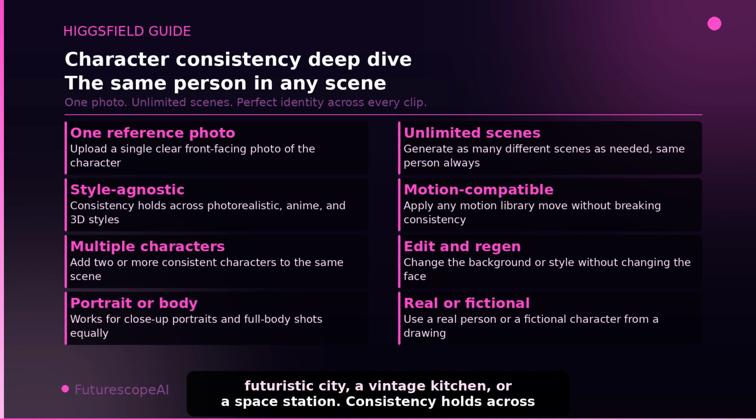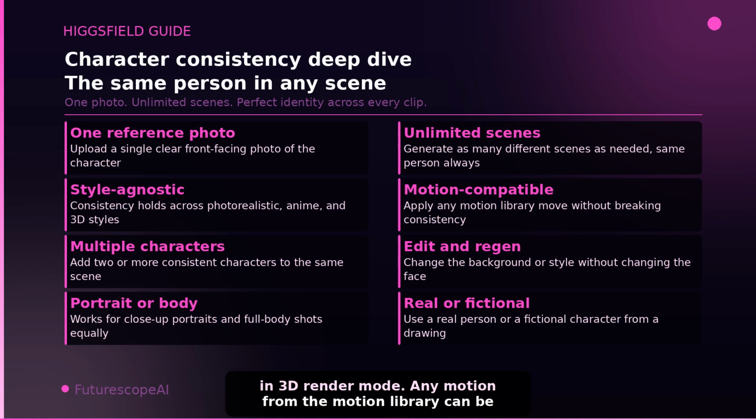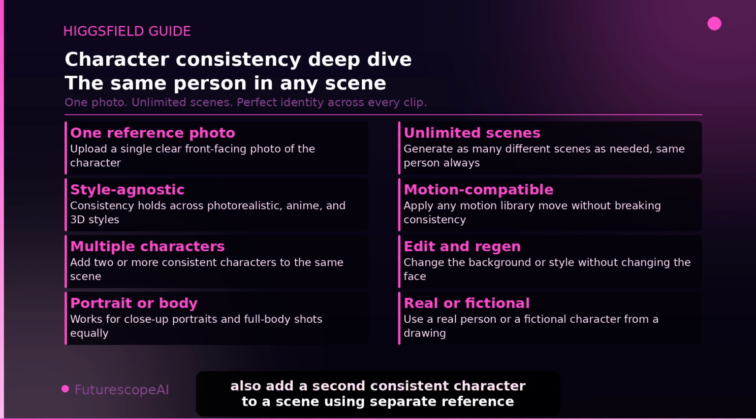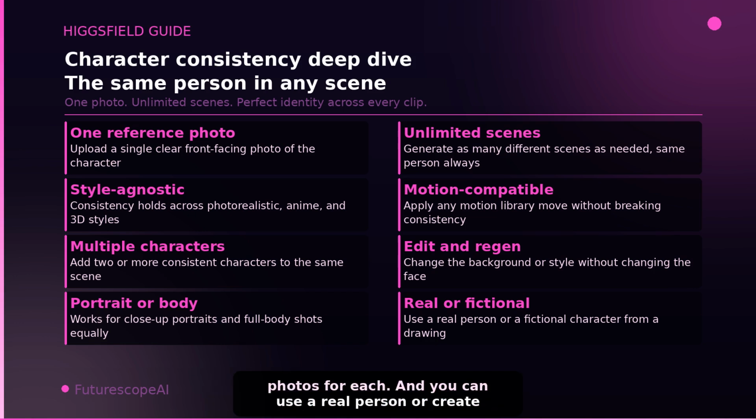Consistency holds across all of Higgsfield's video styles. The same character looks like themselves in photorealistic mode, in anime style, and in 3D render mode. Any motion from the motion library can be applied without breaking consistency. You can also add a second consistent character to a scene using separate reference photos for each. And you can use a real person or create a fictional character from a drawn portrait or a generated image.